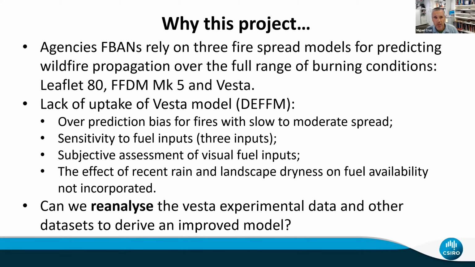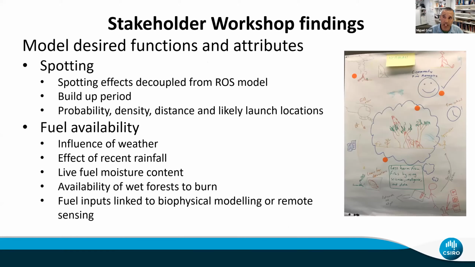So we wanted to relook at the modelling, reanalyse the experimental data and also some of the other data sets that are available, and try to improve the model to see if we can produce something that overcomes some of these limitations. So that's the reason for this project.